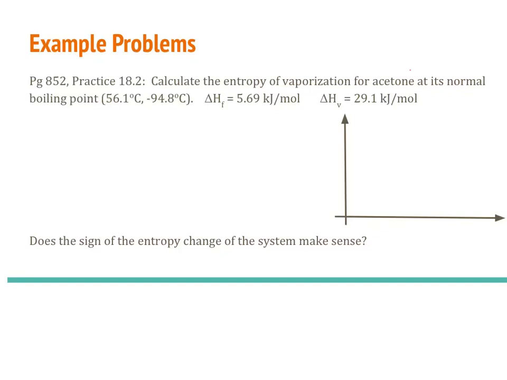We're going to do some example problems now, applying what we have learned about Gibbs free energy. The first one comes from page 852 of your textbook. It says, calculate the entropy of vaporization for acetone at its normal boiling point. And normal boiling point simply means the boiling point at atmospheric pressure, which is the normal pressure.